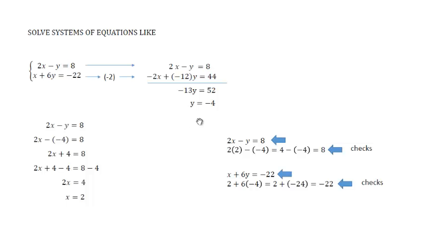Since the point works in both equations, this is the solution of the system, and it's the only solution to this system. So we write the ordered pair (2, -4) as the solution to the system. No other points will work.